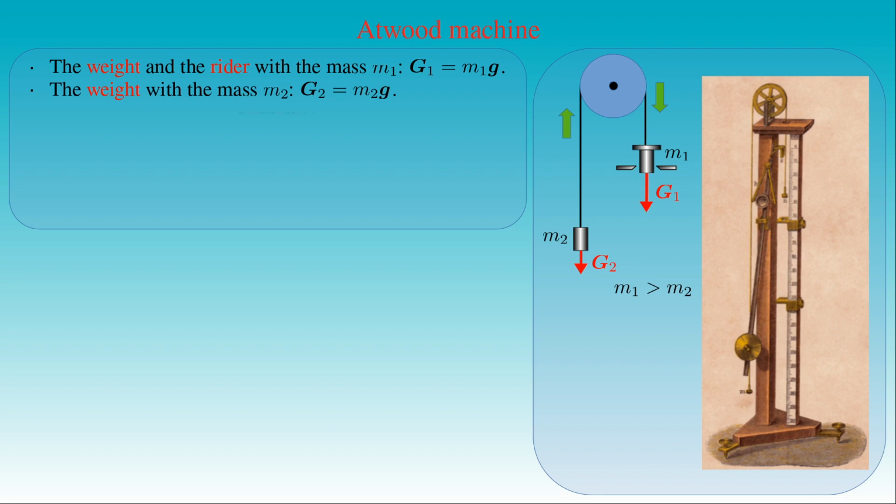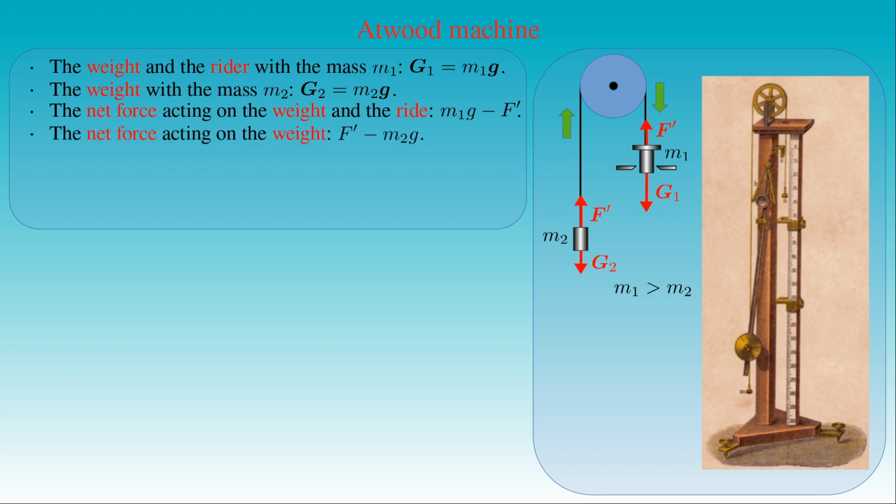Then the magnitude of the net force acting on the weight with the rider is equal to the mass m1 times the magnitude of the gravitational acceleration g, minus the magnitude of the force F' exerted by the string. Similarly, the magnitude of the net force acting on the weight on the left-hand side is given by the magnitude of the force F' exerted by the string, minus the mass m2 times the magnitude of the gravitational acceleration g.